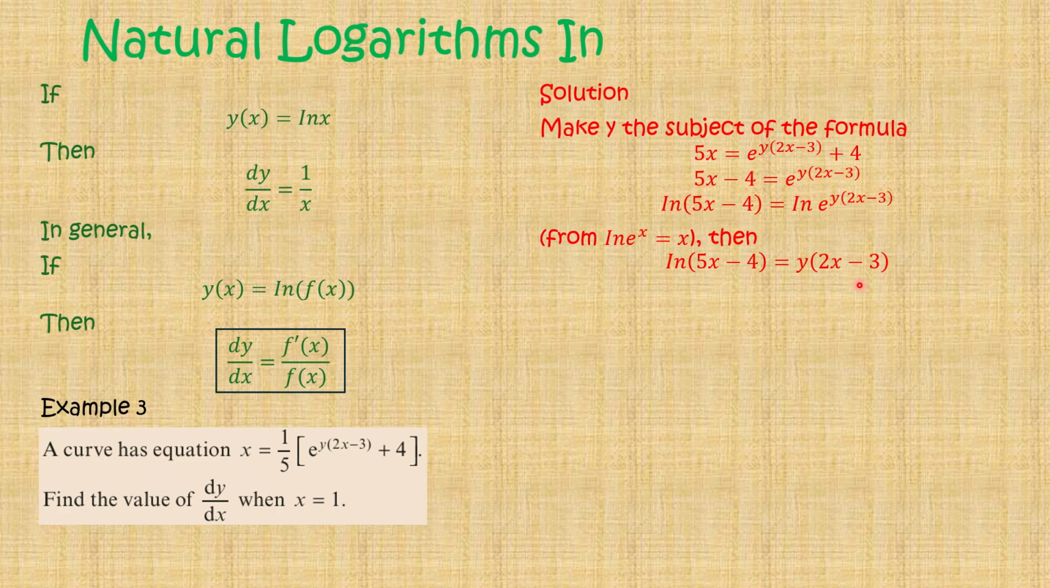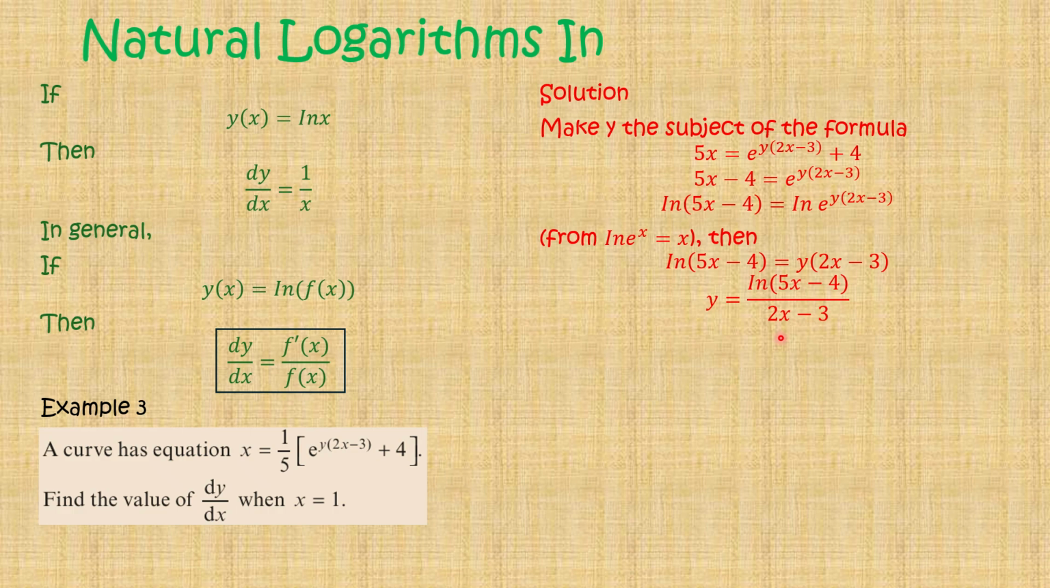And of course, to detach all the other terms from the right-hand side so that we're left with just y on one side, we are going to divide throughout by 2x minus 3. In so doing, we get the answer as y is equal to ln of 5x minus 4, all over 2x minus 3. So now that is our y.